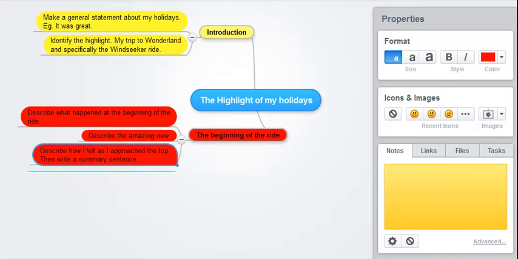So that basically would be my second paragraph, which, as I said, is the first paragraph of the body. So what we have so far is the topic, the highlight of my holidays. And then we have the introduction, just to remind you, make a general statement about my holidays, identify the highlight, which in this case is the Windseeker ride, and then we start talking about the ride itself right here, and all of this is what's going to be in that first paragraph.